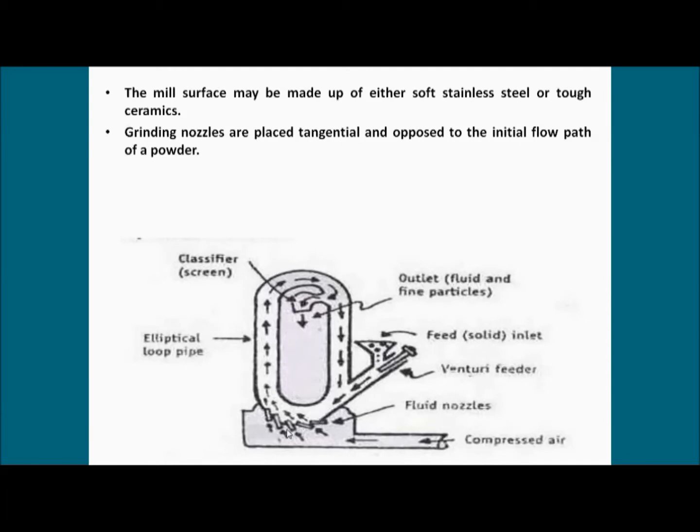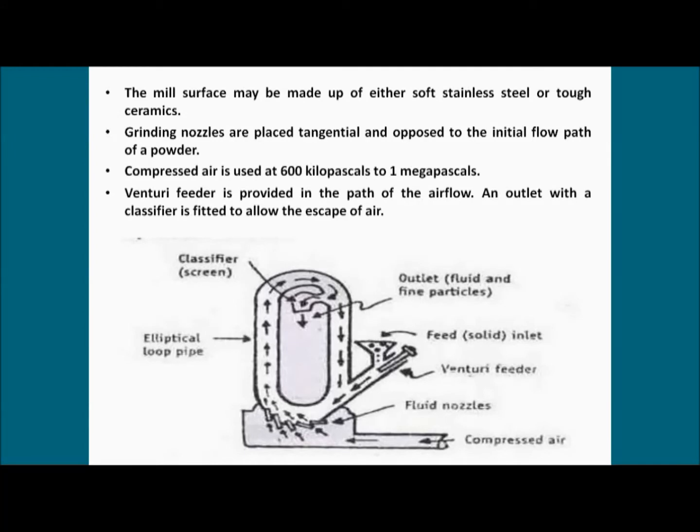Now the grinding nozzles. This is the grinding nozzle. They are placed at a tangential position to this ellipse, right? And opposed to the initial flow path of the powder, right? Now the compressed air is used here, with a pressure of about 600 kilopascals to 1 megapascal. Very high air pressure is used in this process.